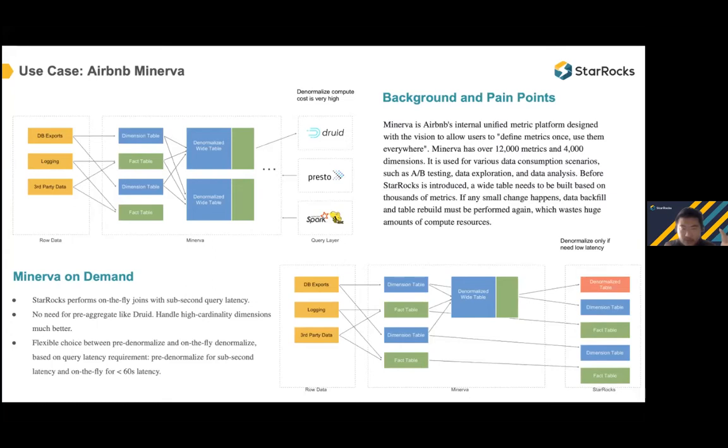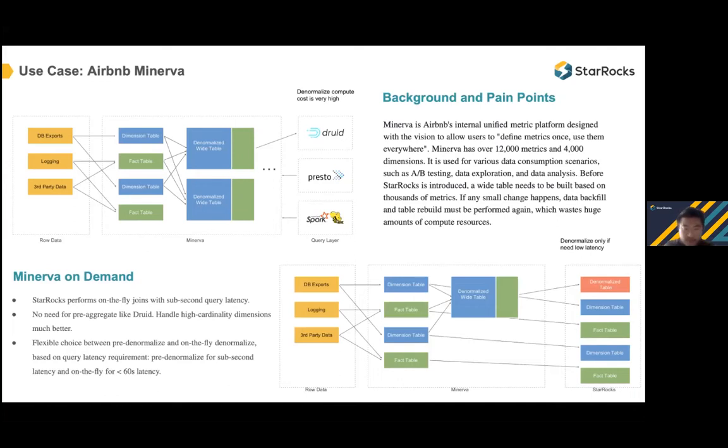So it's used to build a dimension wide table before using StarRocks, and push out the metrics inside the dimension table and build a big one and deliver it to like Druid, Presto, Spark. So before they use StarRocks, this is a nightmare because if any small piece of the dimension table change, denormalized table change, you have to refill all the data and rebuild the whole denormalized wide table.